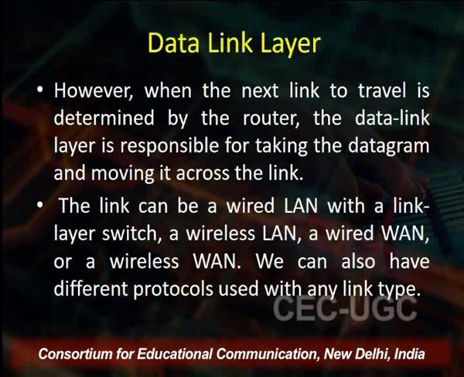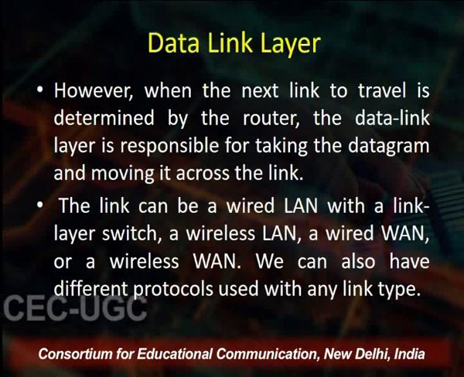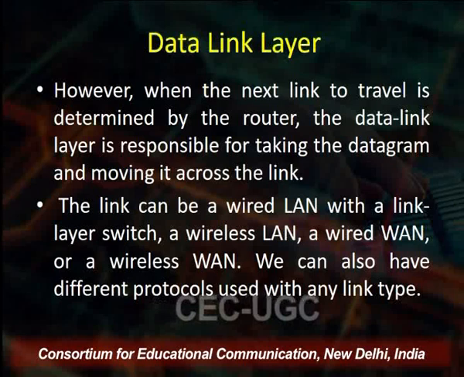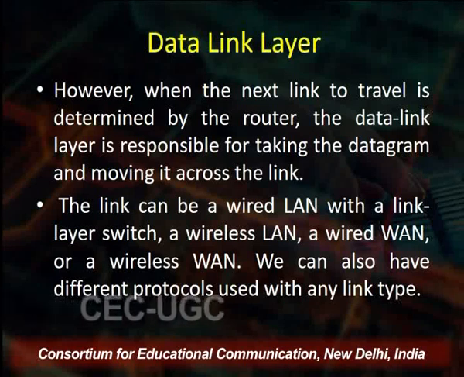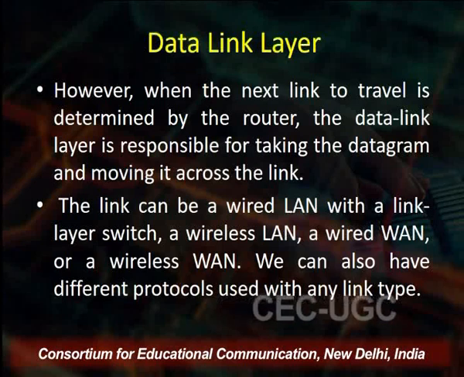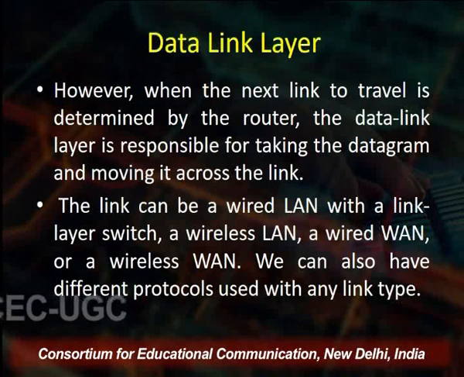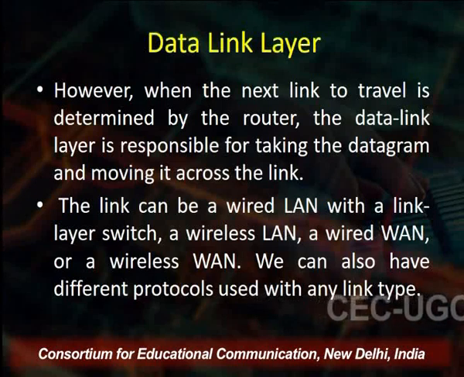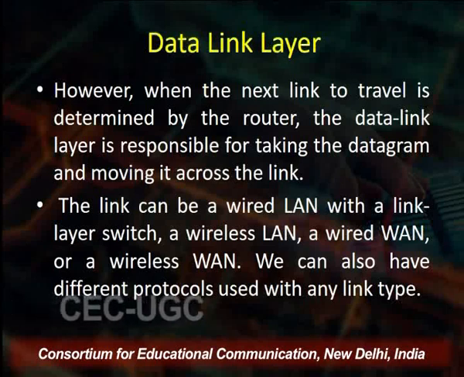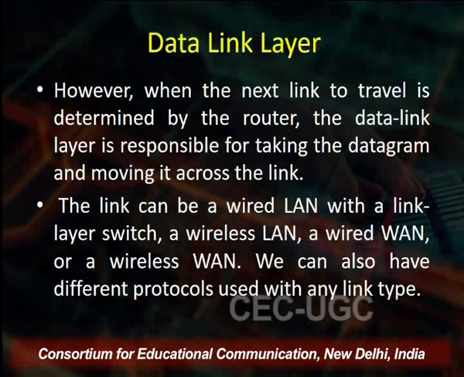So what is the role of the data link layer? The responsibility of the data link layer is to take the datagram and move it across the link. The link is chosen by the router, and the data link layer will make sure that the packet moves on the link which has been suggested by the router. The link can be a wired LAN with a link layer switch, a wireless LAN, a wired WAN, or a wireless WAN. We can have different protocols depending upon the type of link that we are looking at.